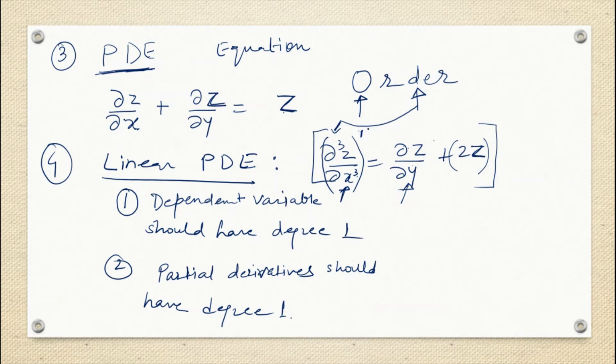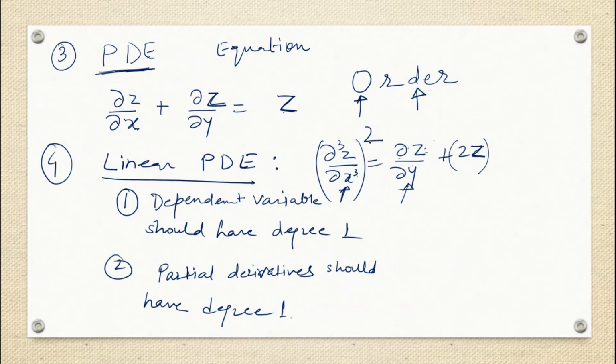So if it was having power 2, that means suppose I'm writing down the equation in this fashion, then this is not a linear partial differential equation. Why? Because this term has degree 1, this term has degree 1, but here this partial derivative has degree 2, more than 1. So in this case, this equation will not be called a linear partial differential equation, okay?